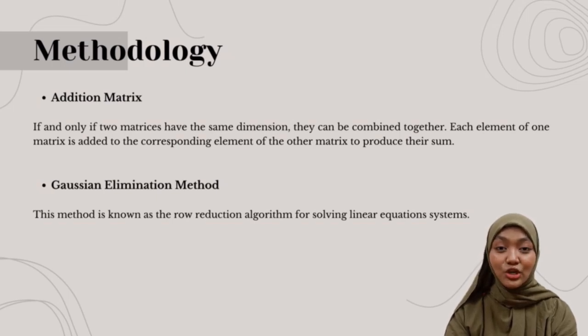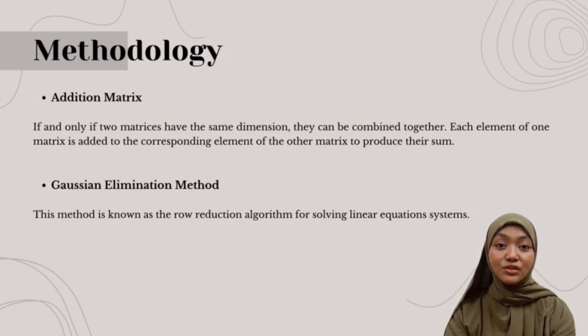The second method is the Gaussian elimination method. In mathematics, the Gaussian elimination method is known as the row reduction algorithm for solving linear equation systems. It consists of a sequence of operations performed on the corresponding matrix of coefficients. We can also use this method to estimate either the rank of the given matrix, the determinant of a square matrix, or the inverse of an invertible matrix. There are three types of elementary row operations, which are swapping two rows, multiplying a row, and adding a multiple of one row to another row.